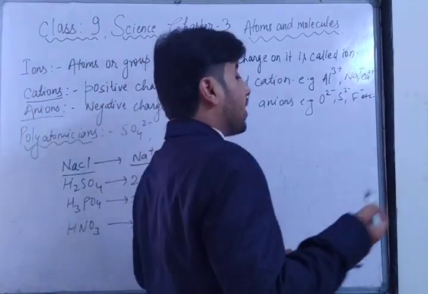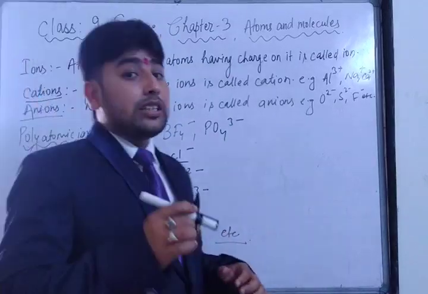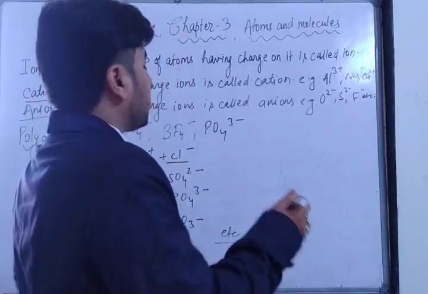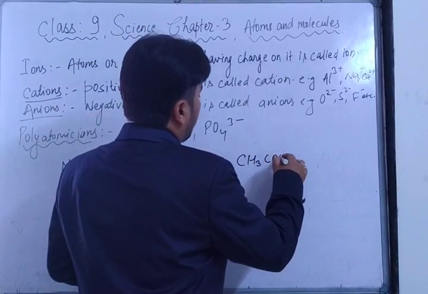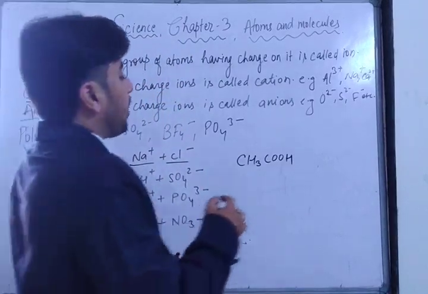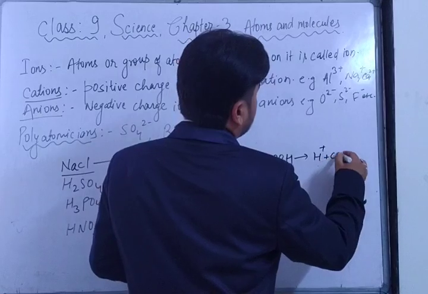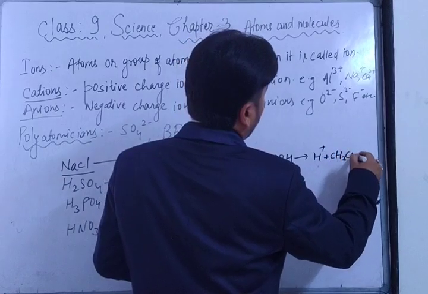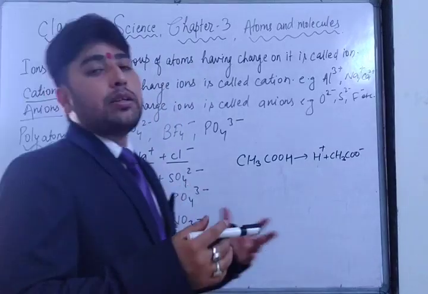Can you tell me any other acid? Acetic acid, have you heard of it, which is present in vinegar? What is its chemical formula? CH3COOH. This is the chemical formula of acetic acid. When it breaks down, it gives H plus and CH3COO minus. 1 plus and 1 minus, they both combine and become neutral.